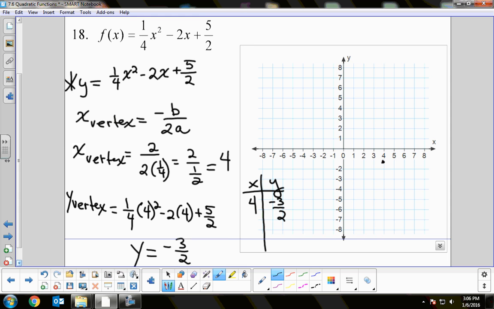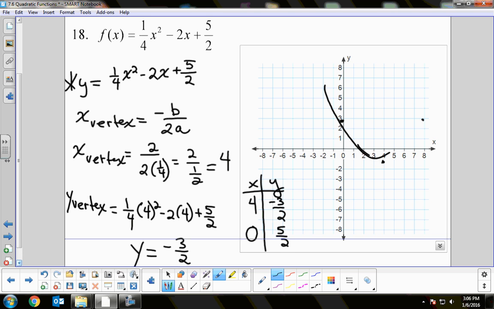Okay, and then what did I say was an easy thing to do? Plug 0 in for x. When I plug 0 in for x, I get y is equal to 5/2. So 0, 2/2, 4/2, 5/2. Forgive the, it's supposed to be a half in the middle there. Okay, so then symmetric. That was 4 units here, so I'm going to go 4 units here, and I will have it symmetric right here.